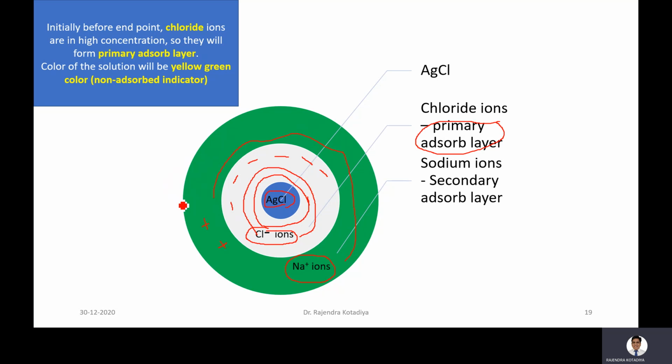Okay, so initially this type of reaction will be there, and the color of the solution will be yellow green. Why? Because that is the color shown by the non-adsorbed fluorescein dye. Okay, so this is the first case, or this is the case before the endpoint is achieved.